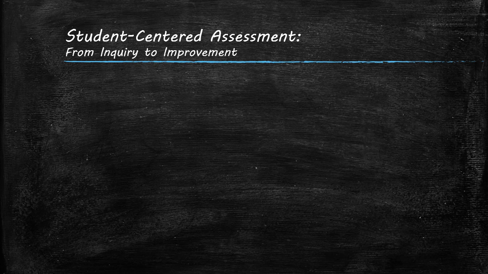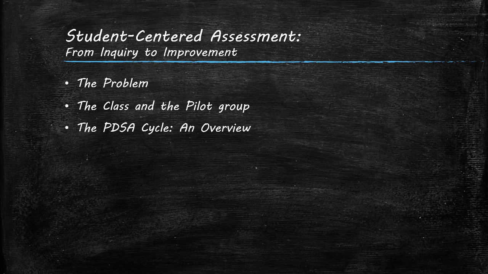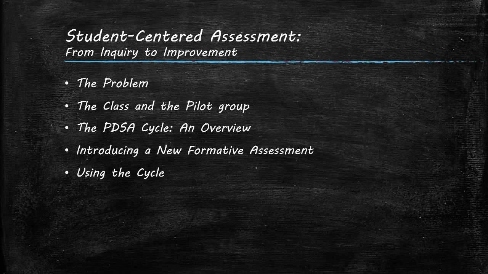Here is our agenda for this presentation. I'm going to explain the problem that we're seeing in our classroom, then I'll talk about who is in the class and who is in the test group. Next, we'll have a brief overview of the PDSA cycle. After that, we will look at the formative assessment I plan to implement and see what the steps of the cycle would actually look like. Finally, we'll check out how the assessment may appear after it has been implemented full scale.